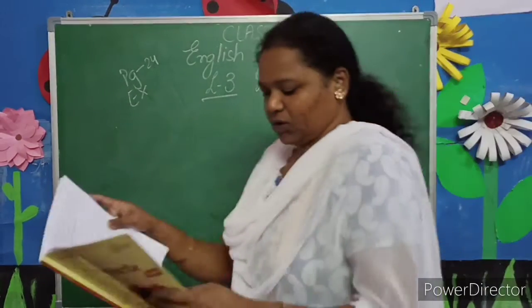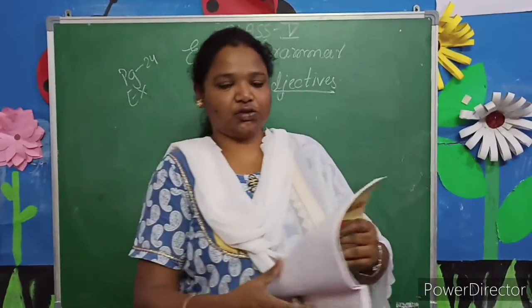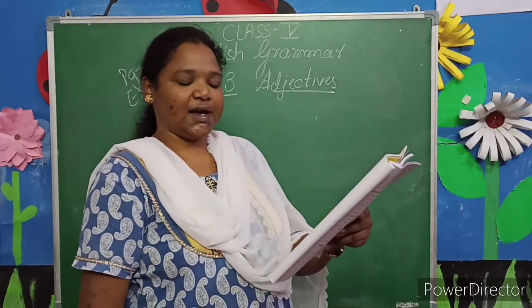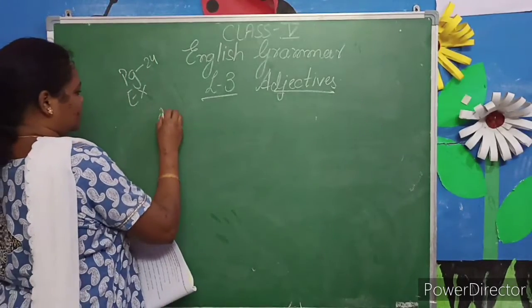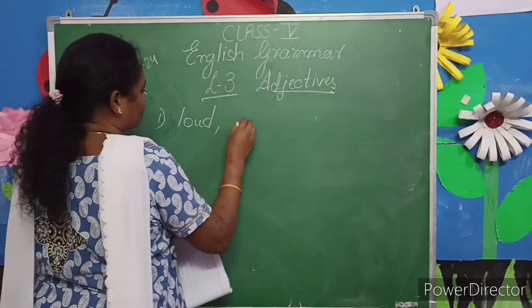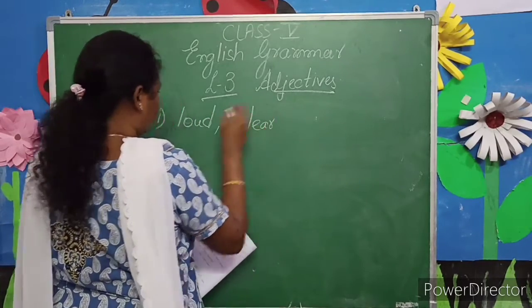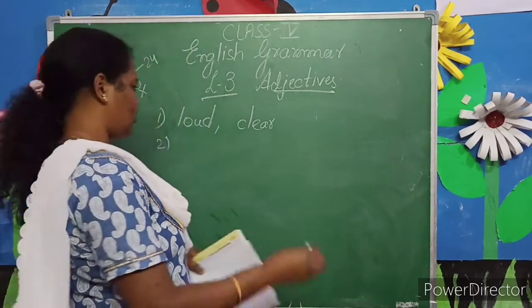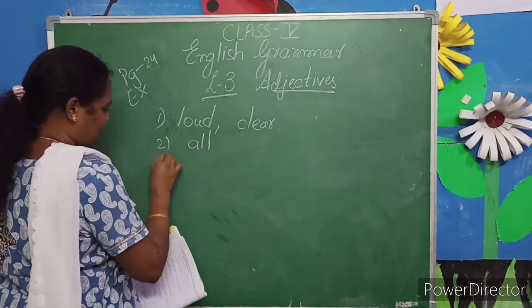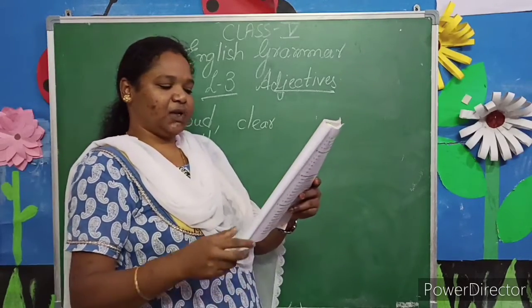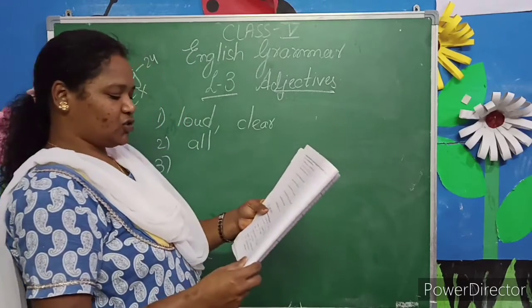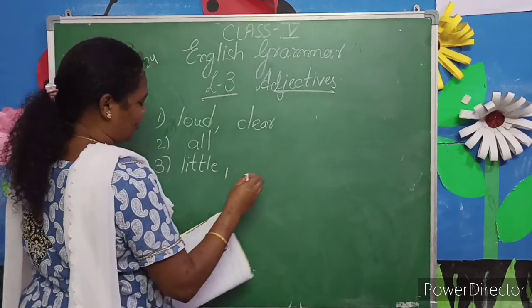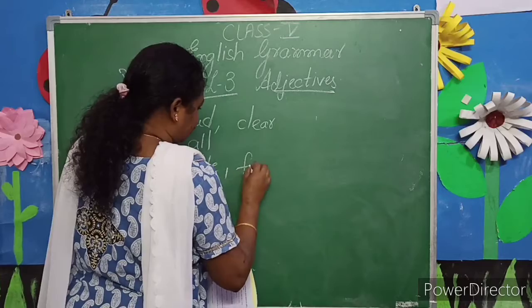Okay, children. So complete the sentences with suitable adjectives. So we have to fill these blanks with suitable adjectives. So first one, the principal spoke in a dash and dash voice. So first blank, loud, clear. Okay. Then second one, the grey kitten drank dash milk. Third one, 5 dash chicks played around dash hens. So 5 little chicks played around the fat hens.